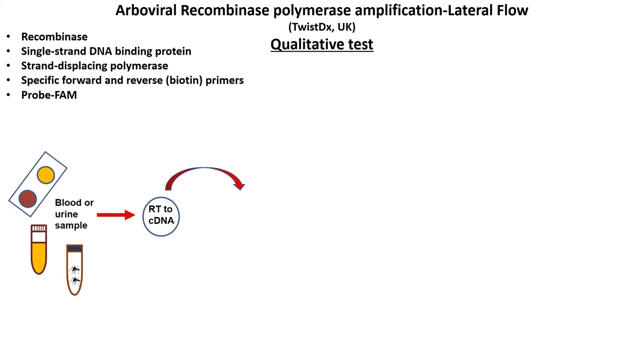Over the overview of how this assay works, we have a master mix that contains a recombinase, single-strand DNA binding protein, a strand displacing polymerase, and then we add our specific forward and reverse primers. The reverse primer contains a biotin label, and then a FAM-labeled probe.